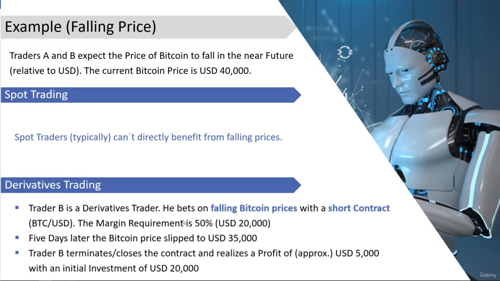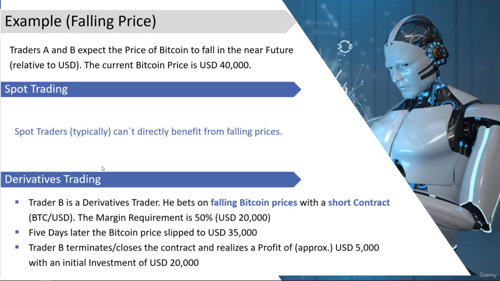And then Trader B terminates or closes the contract, and he realizes a profit of approximately 5,000 with an initial investment of 20,000. So this was a simple example how spot trading and derivative trading works in practice.